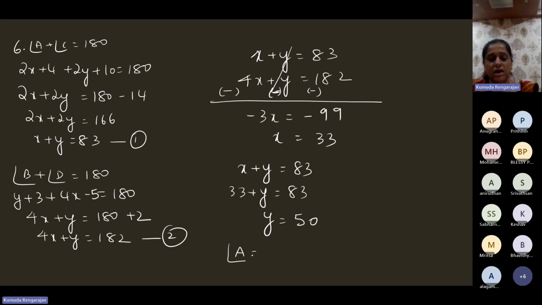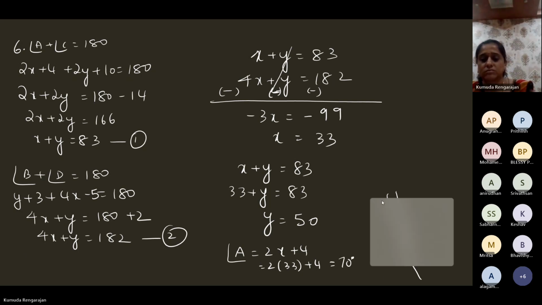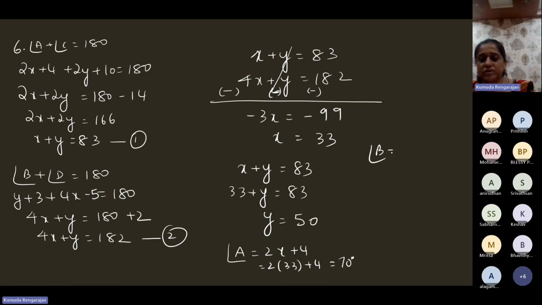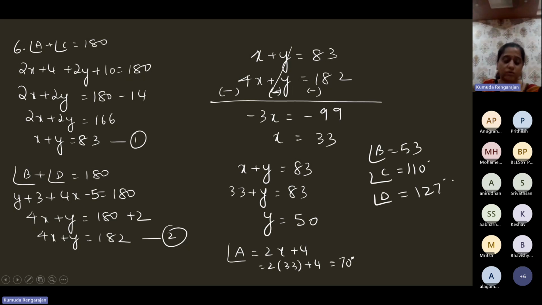So what is angle A? Angle A is 2x plus 4. So that is 2 into 33 plus 4. So 66 plus 4, 70 degrees. So you should, like this, find the others. Tell me B, C, and D. Angle B is 53. Then C. 110. Okay, D. 127. All of you got this? Yes, ma'am. Okay.